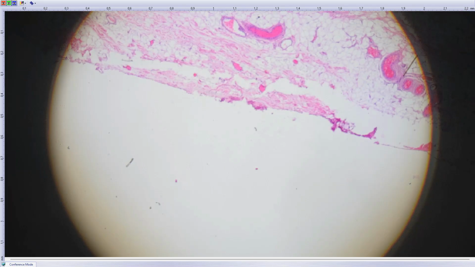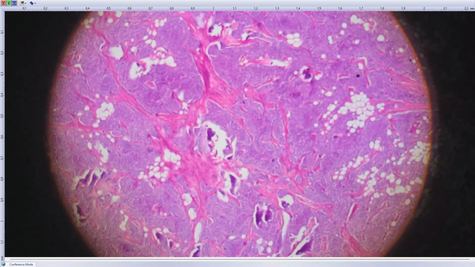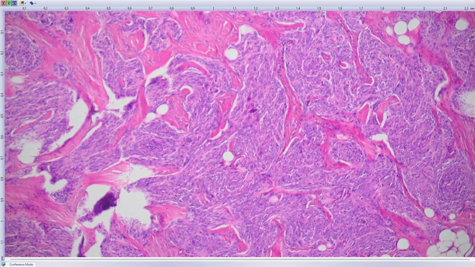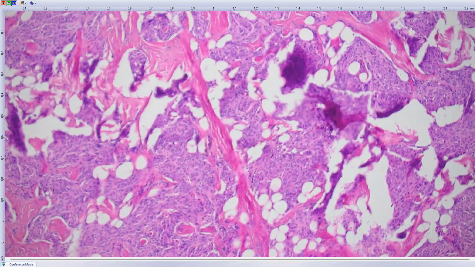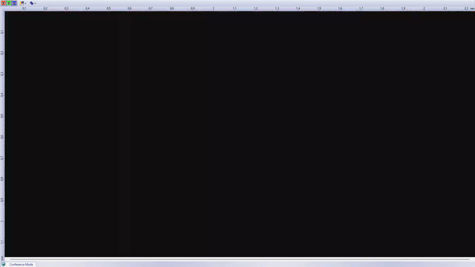So now I will show you some central nervous system cases. The first one is quite easy and typical, but what I want to discuss is something about this tumor type. So you see, it's a recurrent meningioma.